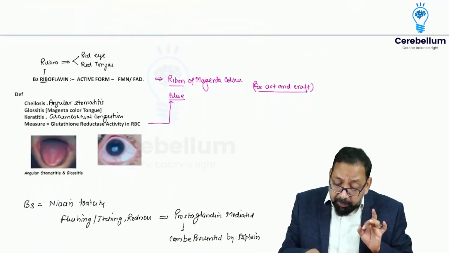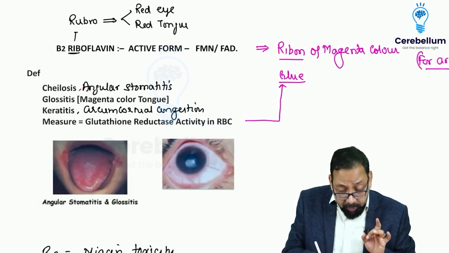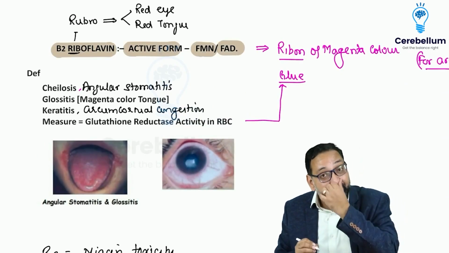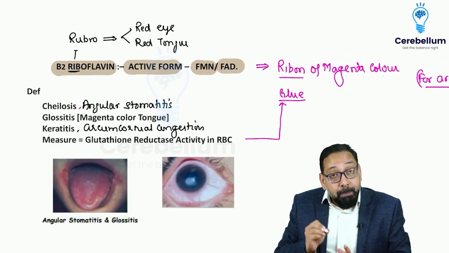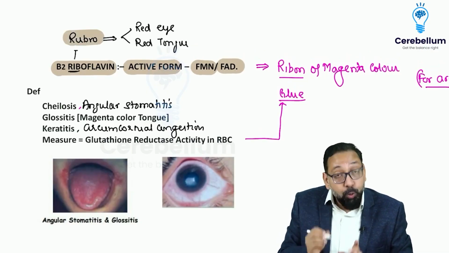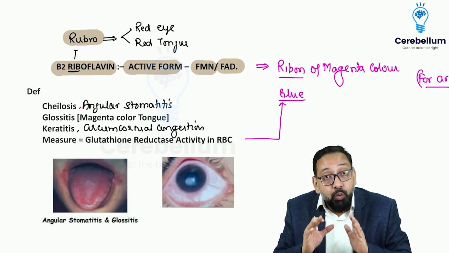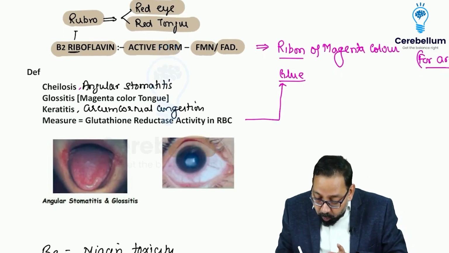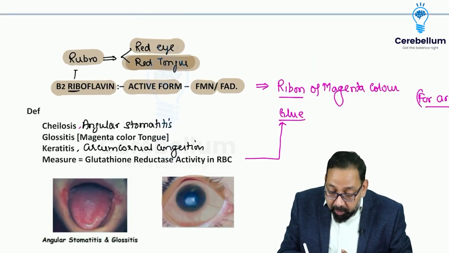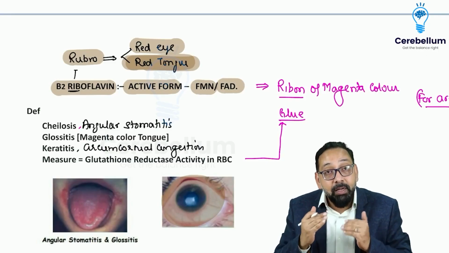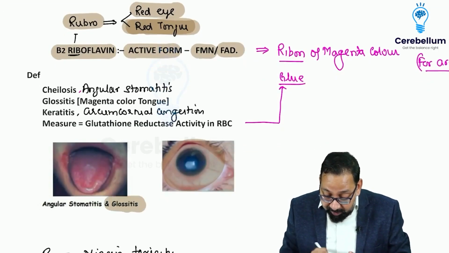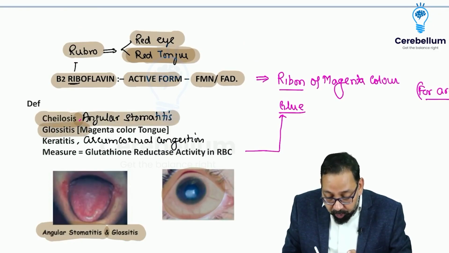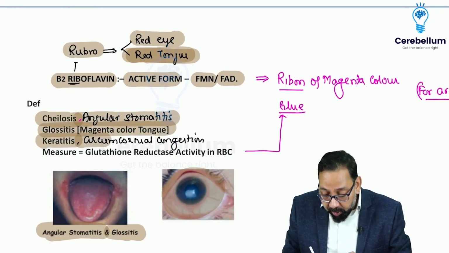The next water soluble vitamin is vitamin B2, riboflavin. The active form of riboflavin is FMN, FAD. Ribo, remember as rubro. Rubro means red. So in vitamin B2 deficiency, red eye, red tongue. Red eye means circumcorneal congestion, keratitis. Red tongue may be a magenta color tongue. There would be glossitis, angular stomatitis. So cheilosis, angular stomatitis, glossitis, magenta color tongue, keratitis, circumcorneal congestion.